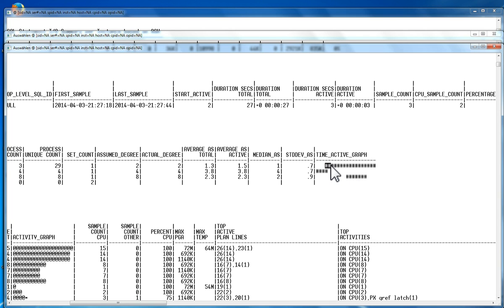But the point that I'm trying to make here is that you can see that this DFO tree number 3 here was actually active at the same time as the DFO tree number 1. So this is one of the examples where multiple DFO trees are active at the same time, which is possible depending on the plan shape.